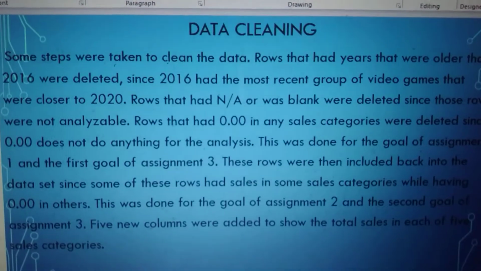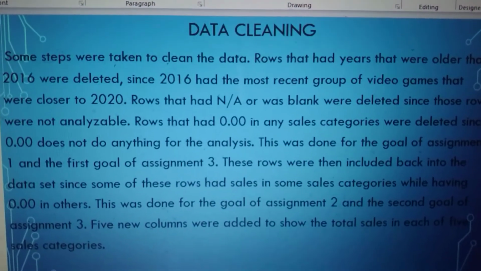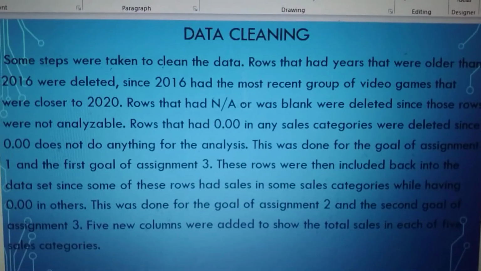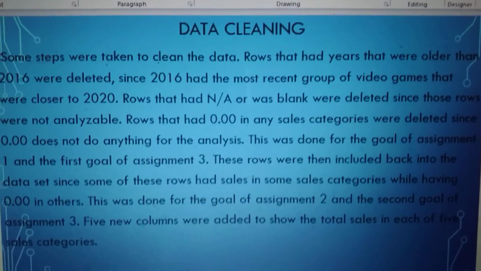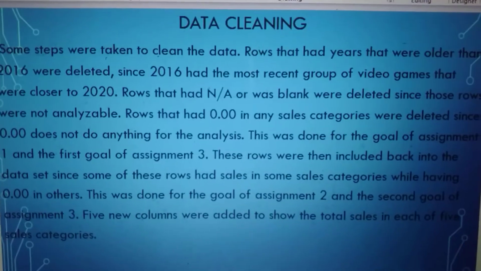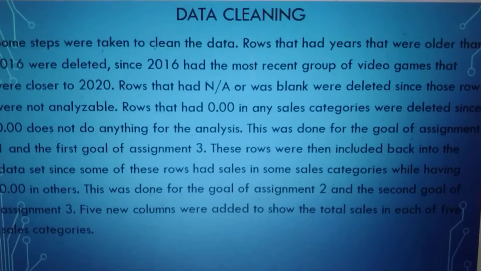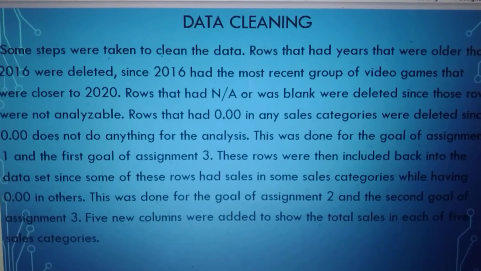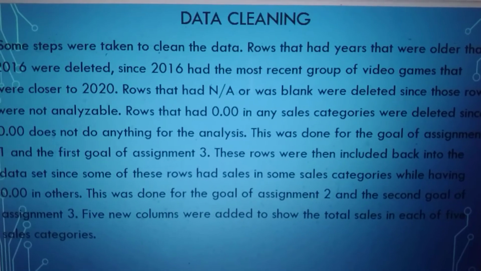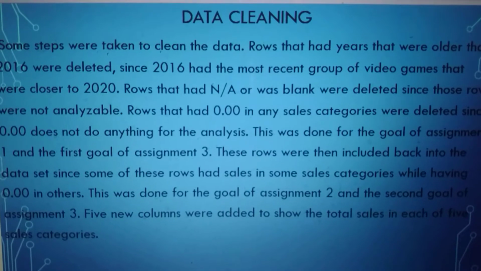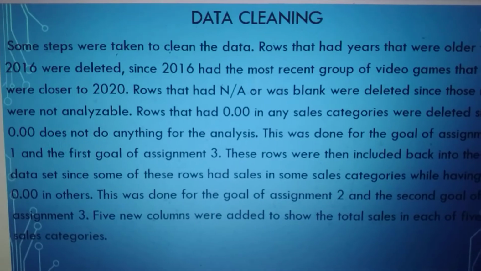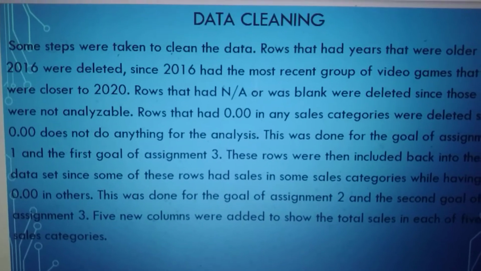Some data cleaning. Some steps were taken to clean the data. Rows that had years older than 2016 were deleted, since 2016 had the most recent group of video games that were closer to 2020. Rows that had NA or were blank were deleted, since those rows are not analyzable. Rows that had 0 in any sales categories were deleted, since 0 does not do anything for the analysis. This was done for the goal of assignment 1 and the first goal of assignment 3.